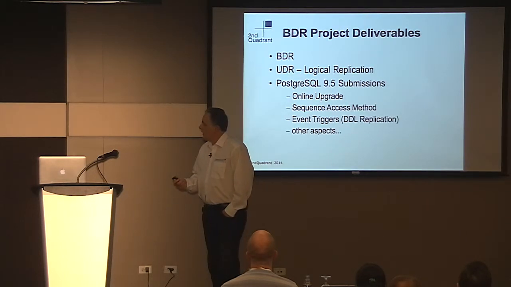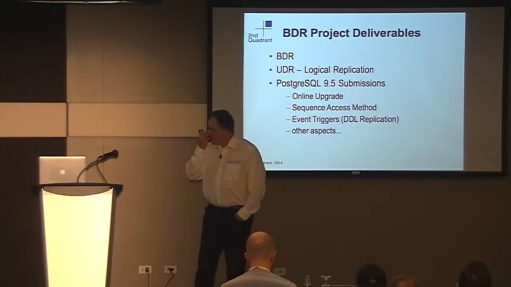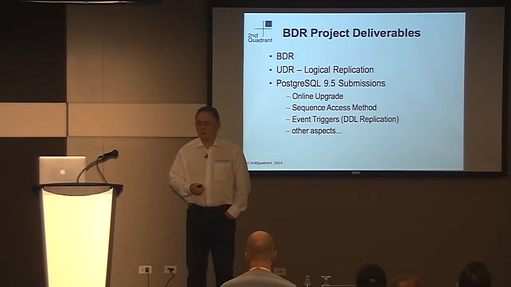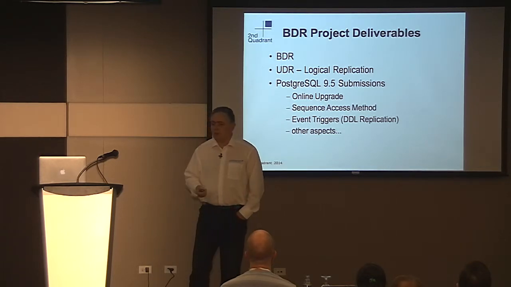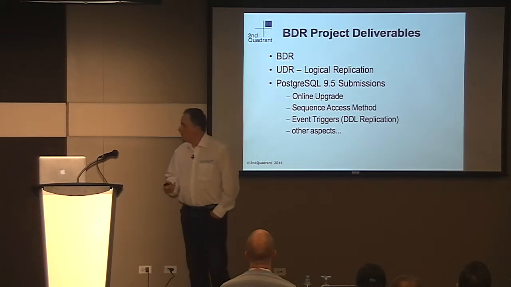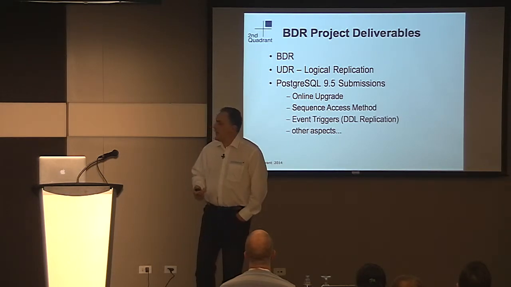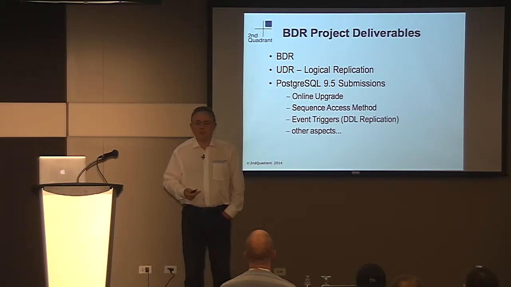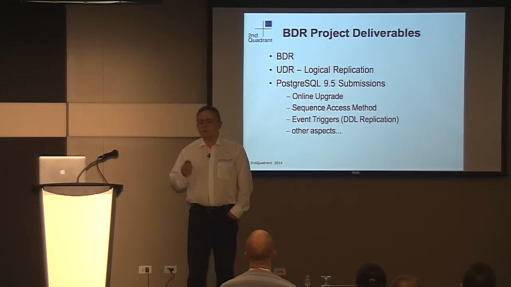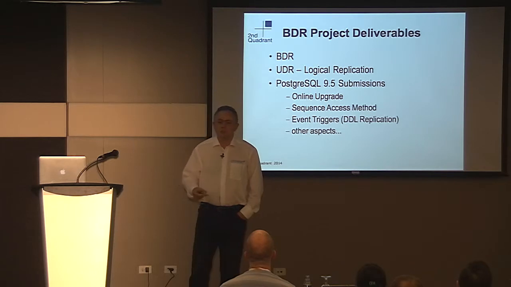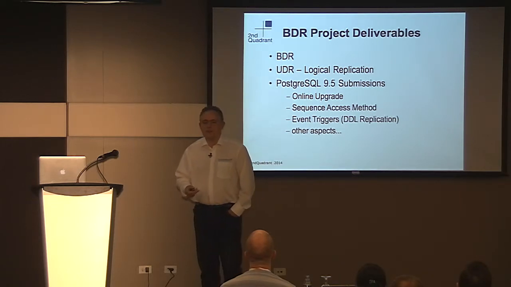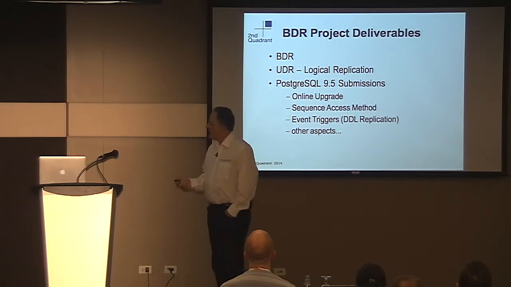So what deliverables have we got? Well, there's three main deliverables that we're bringing forward for your use, and those are BDR, UDR, which I'll explain in a minute, and contributions to Postgres core. I've written 9.5, but obviously that might be 9.6 or 9.7, or I don't know what happens when we get to 9.10. That will be confusing.